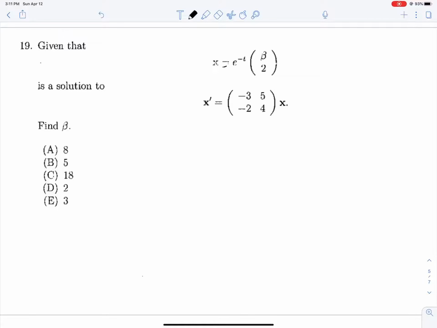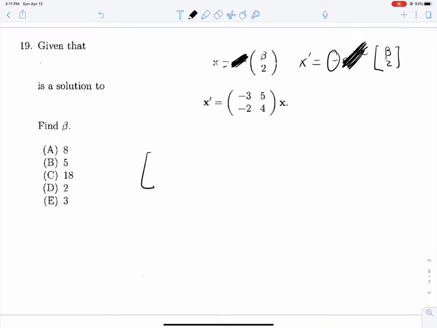19. Given that x equals e to the negative t times beta 2 is a solution to this, we are finding beta. So let's find x prime. That will be negative e to the negative t times beta 2. Before we plug everything in, we're going to make our lives easier by recognizing that since every term will have an e to the negative t in it, we can just imagine that those do not exist, because we could just divide them out in the end. So I'm going to cross that off, remembering that this negative sign still does exist, and we'll plug things in.